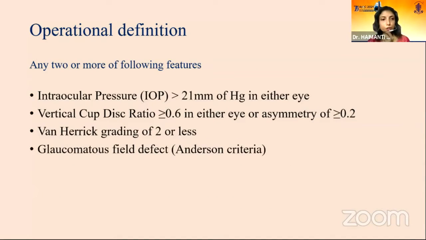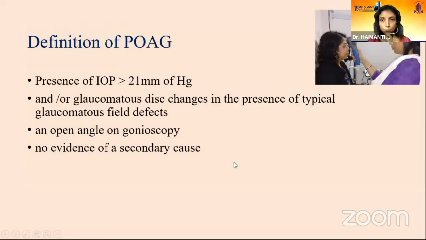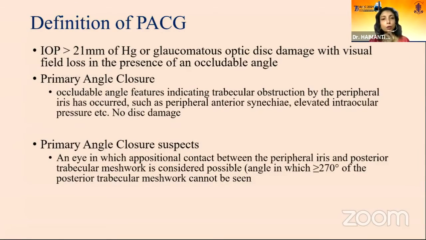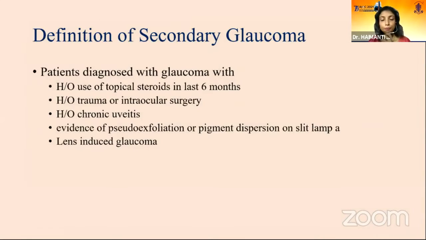The operational definition was, if any two or more of the following were found, he was labeled as glaucoma: intraocular pressure more than 21 in either eye, vertical cup disc ratio of more than 0.6 in either eye or an asymmetry of 0.2, Van Herrick grading of 2 or less, and in perimetry a glaucomatous field defect according to Anderson's criteria. It was labeled as primary open-angle glaucoma if it was open angle on gonioscopy, and primary angle closure glaucoma if gonioscopy showed presence of an occludable angle.